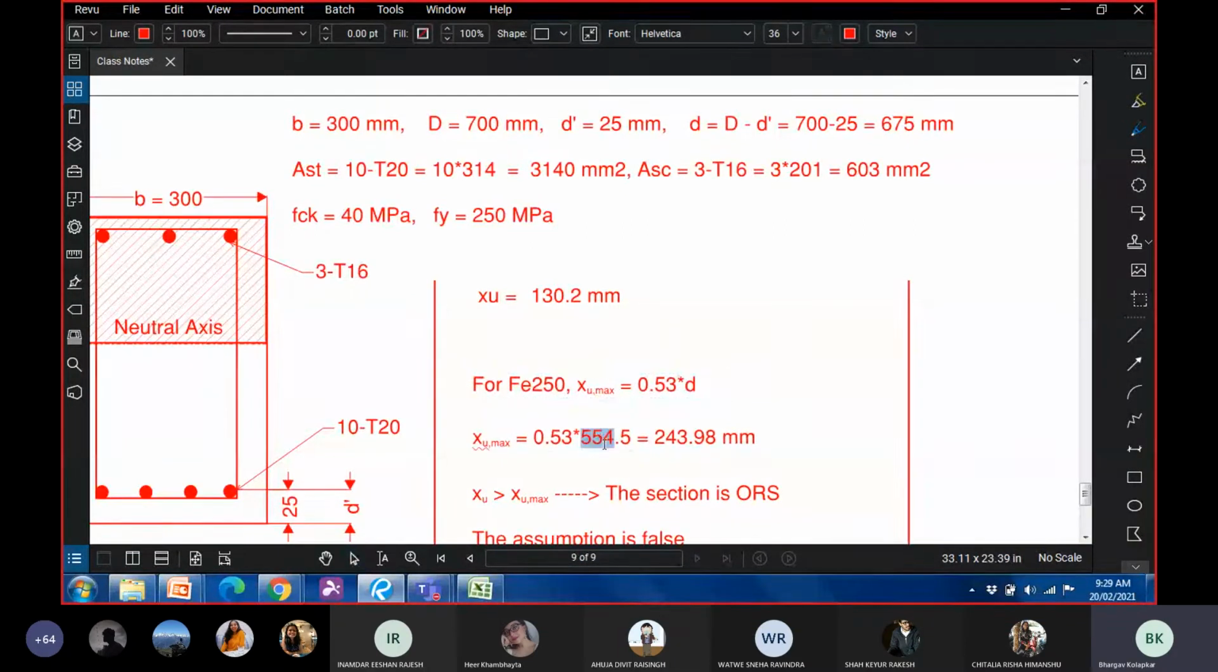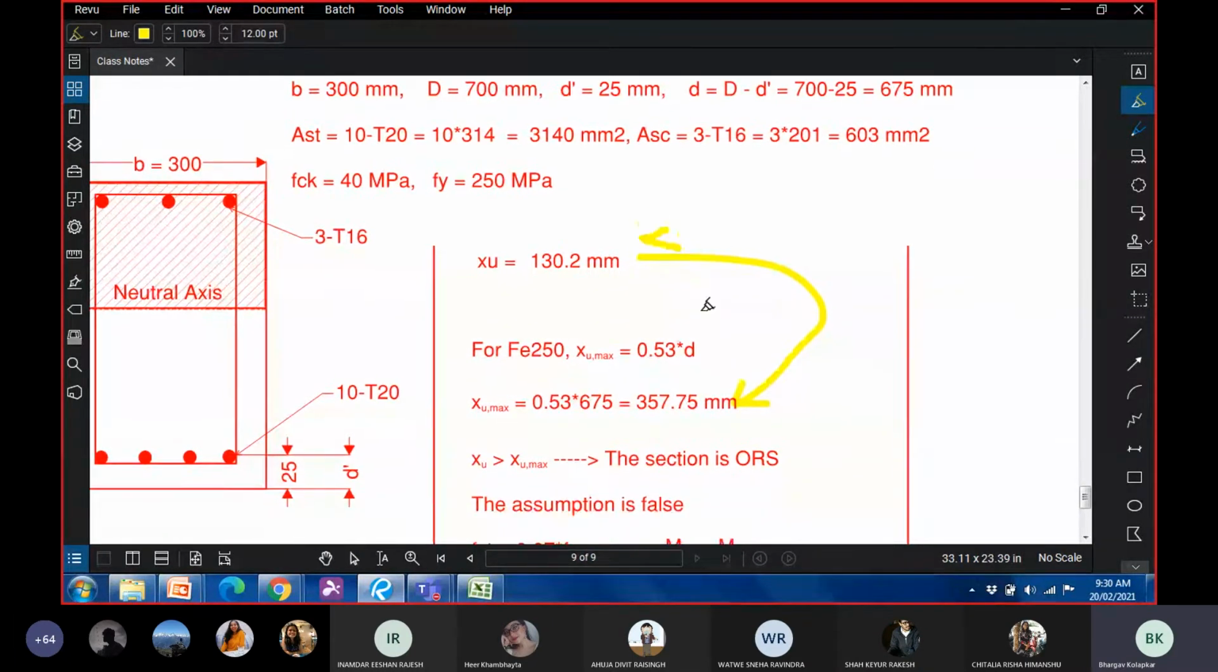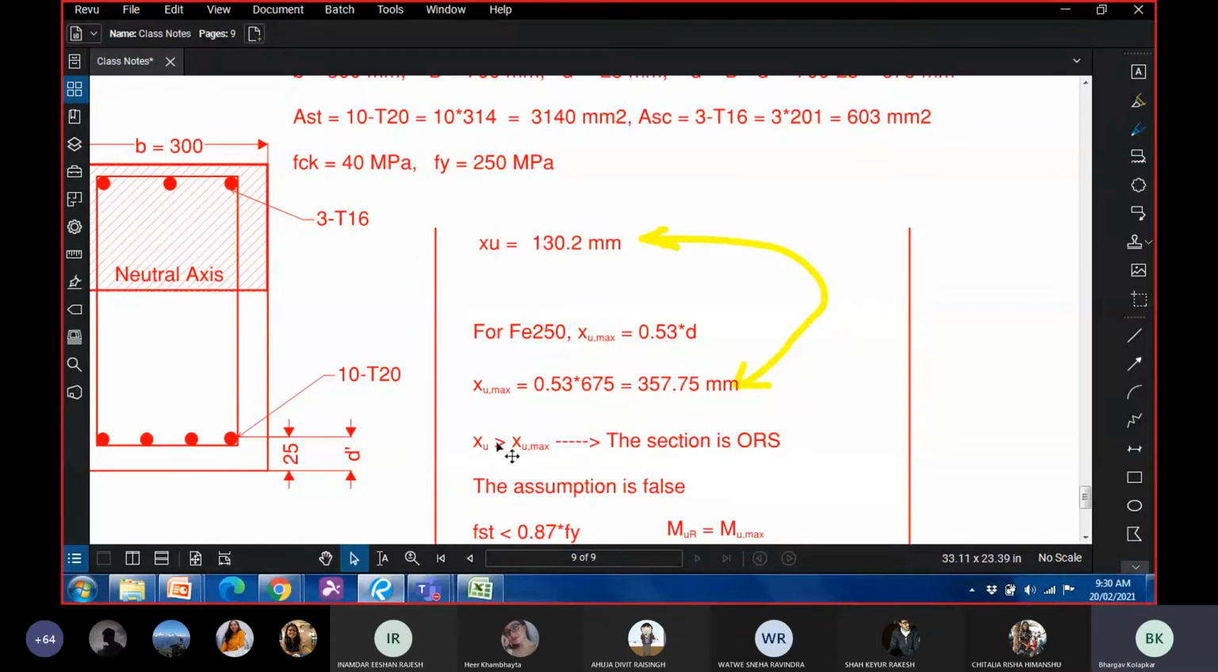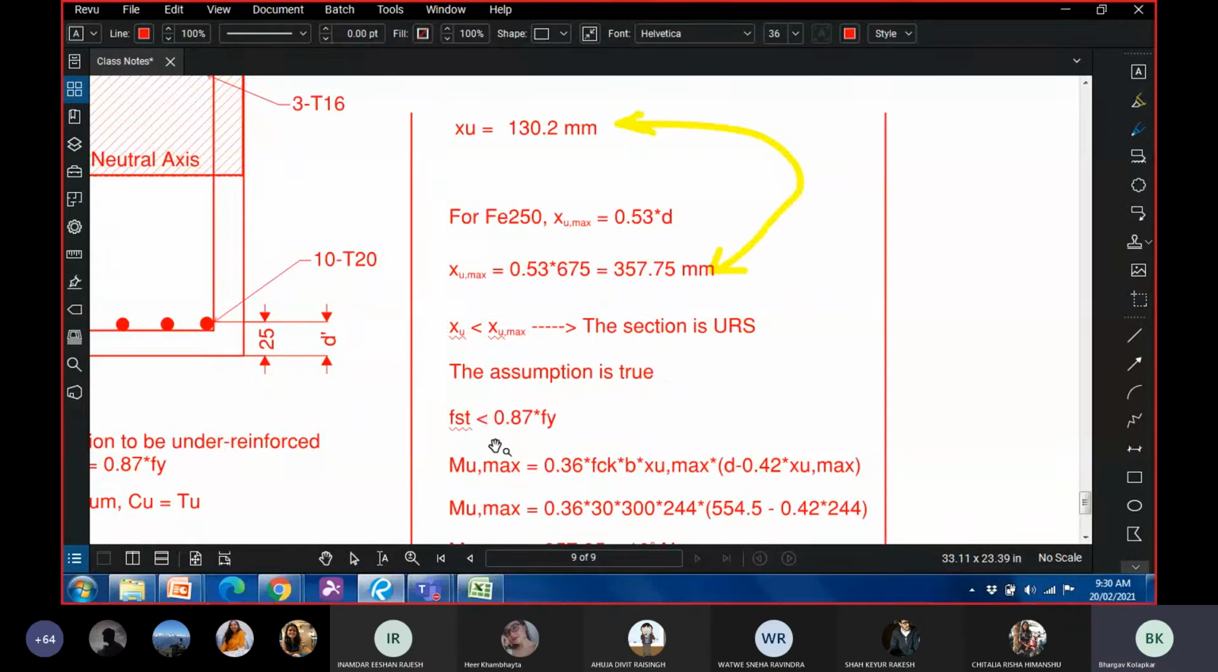0.53 times D. So 0.53 times 675. How much is it? 357.75. Okay, now we have to compare XU with XU max. We see that 130.2 is less than 357.75. Therefore, our XU is less than XU max, and the section is under reinforced section. Therefore, our assumption is true. Hence we can say that FST is equal to 0.87 FY.